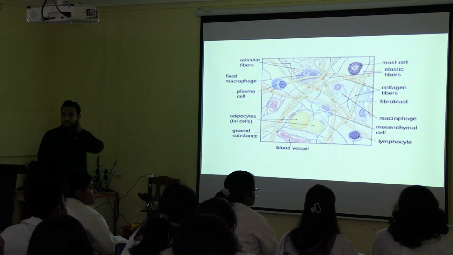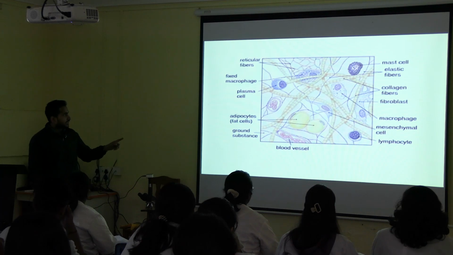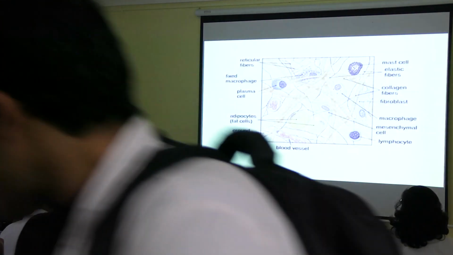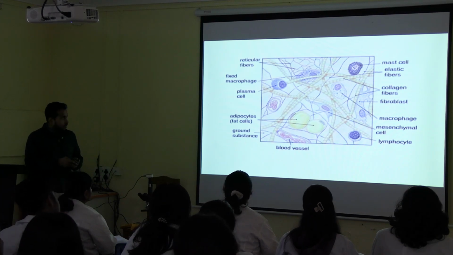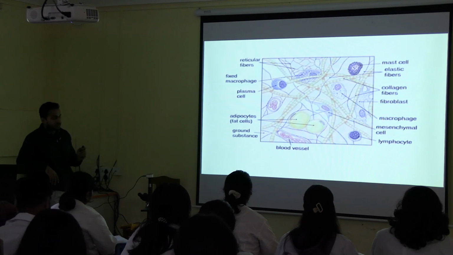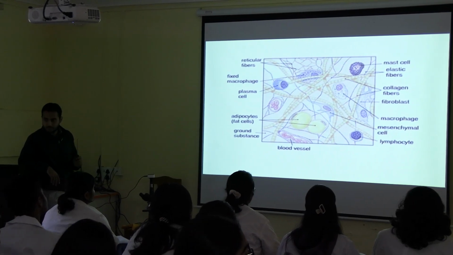So I hope you can see the diagram, everyone. Yes, so in this diagram, what is your observation? What can you see? Have you seen this diagram before? Yes, very good. So in this diagram you can see the ground substance. Can you see the ground substance? Yes. After that, can you see these are the cells? You can see different types of cells are present.